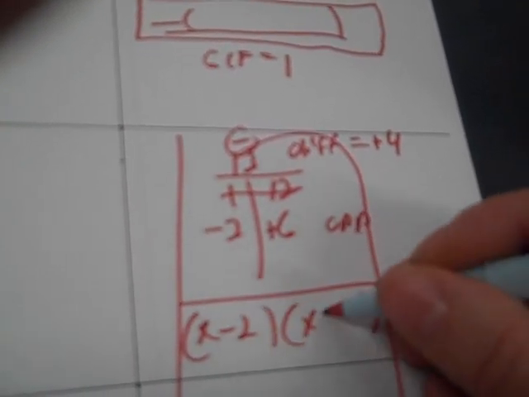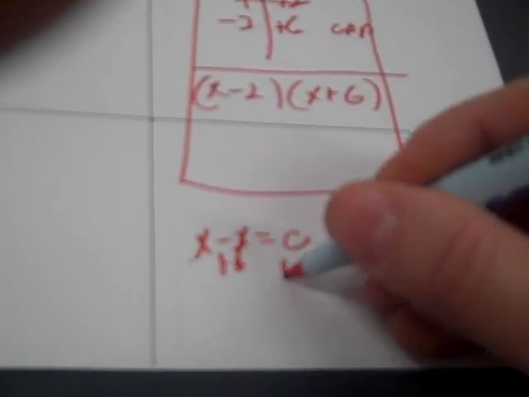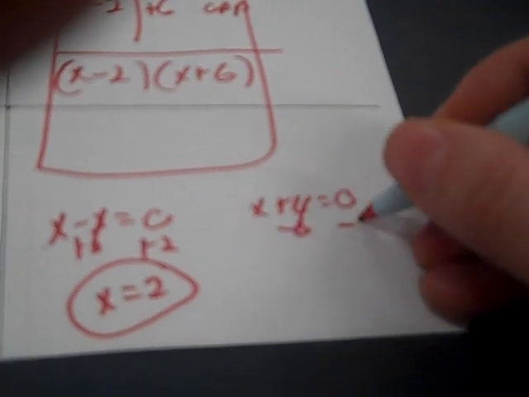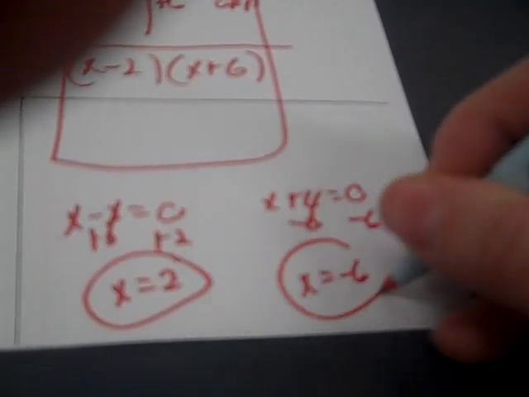A being 1 like it is makes this easy. x plus 6, x minus 2. So this proportion has 2 possible solutions. Some of them only have 1. This one has 2. So we add 2. We get this 2. We take away 6 and we get negative 6.